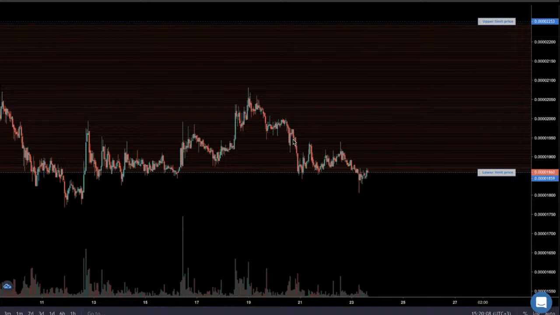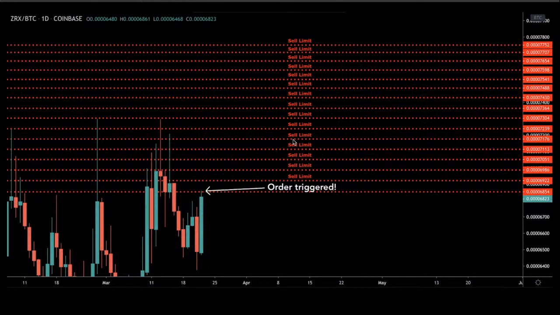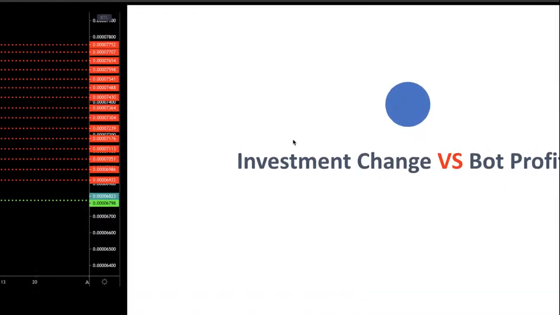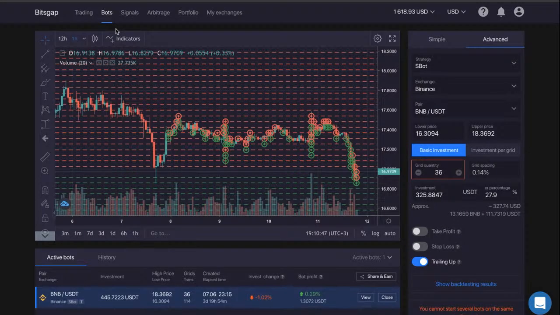You can place your levels in any way you want. You can have only a sell side if you don't want to have the buy side, like this. And when the price triggers the sell limit order, it will place the buy limit order. So that's the idea. Now let's go to the main page, Bitsgap, and click on the bots section right here.